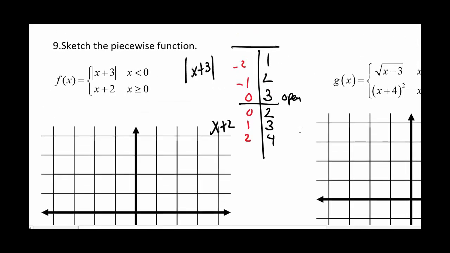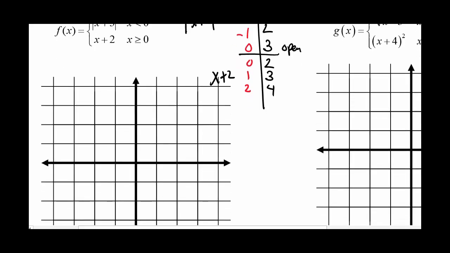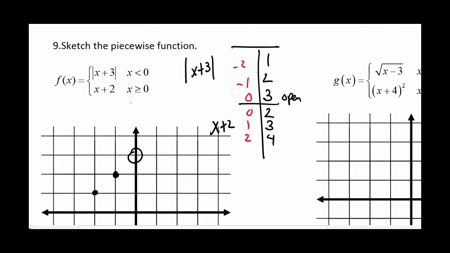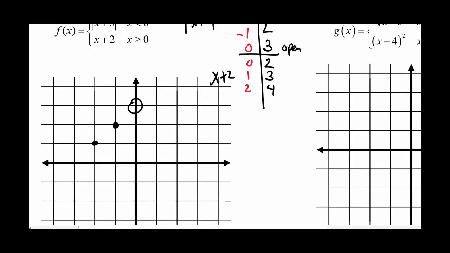Okay, so then I just want to plot points. So (-2, 1) is right there. (-1, 2) is there. (0, 3) is there. There's actually a little bit more going on there, so we probably should remind ourselves of some absolute value stuff, but let me get the other points. So (0, 2) is there. (1, 3) is there. (2, 4) is there. So that piece is going to go off that way.